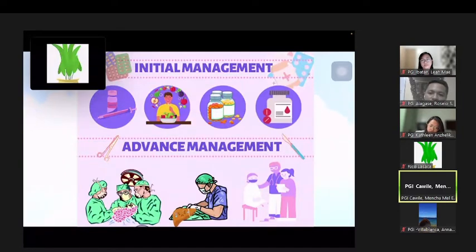For the advanced management, pancreatic resection should be done if it is localized to the pancreas. Hepatic resection if there is limited liver involvement. Hepatic artery embolization for more extensive metastasis. And radiofrequency ablation of small liver lesions. And chemotherapy and molecular targeted agents for advanced disease may also be given.